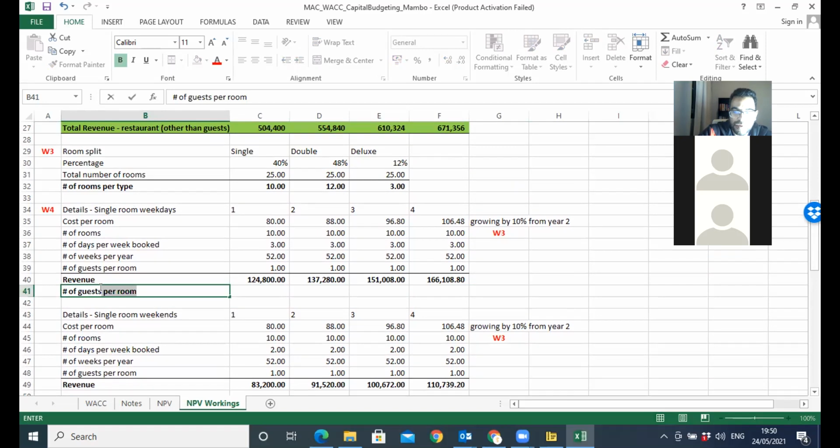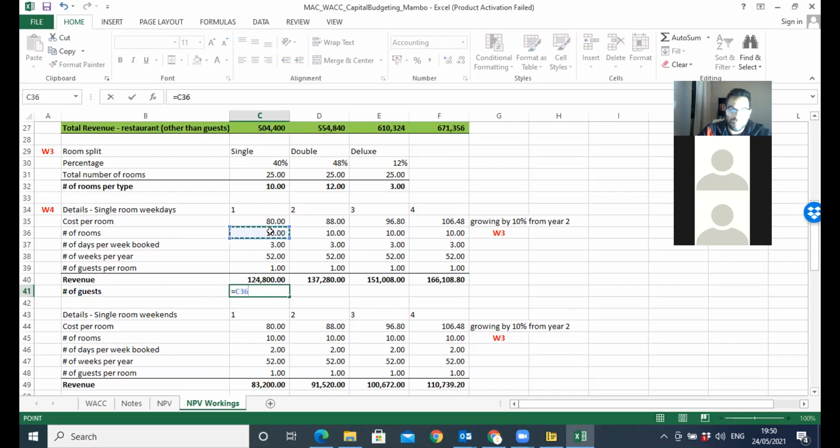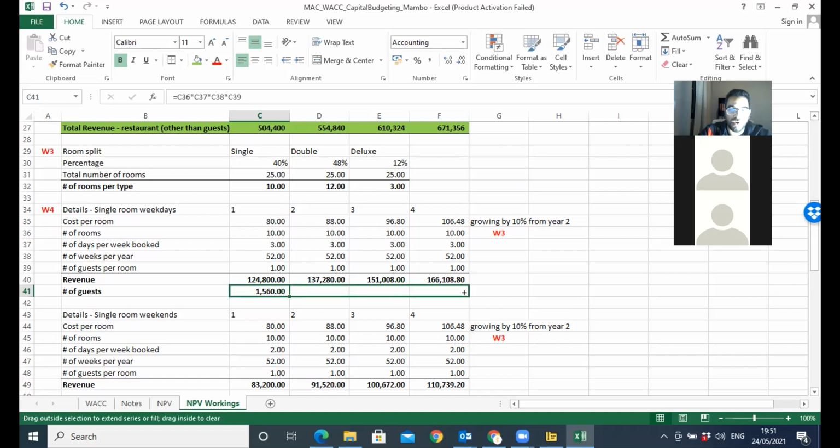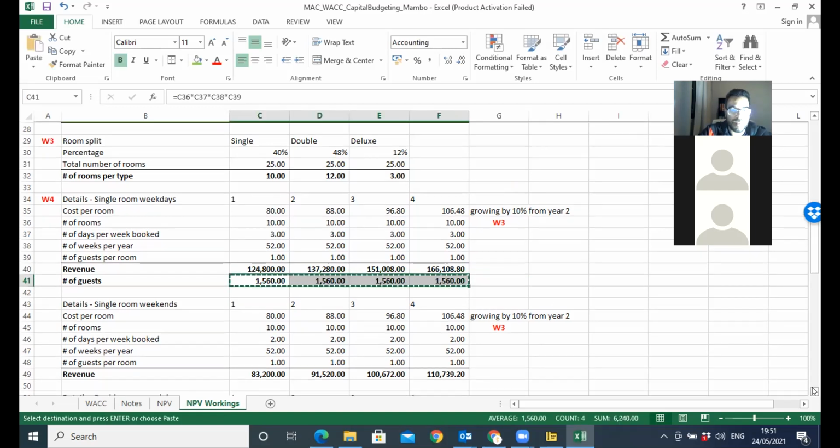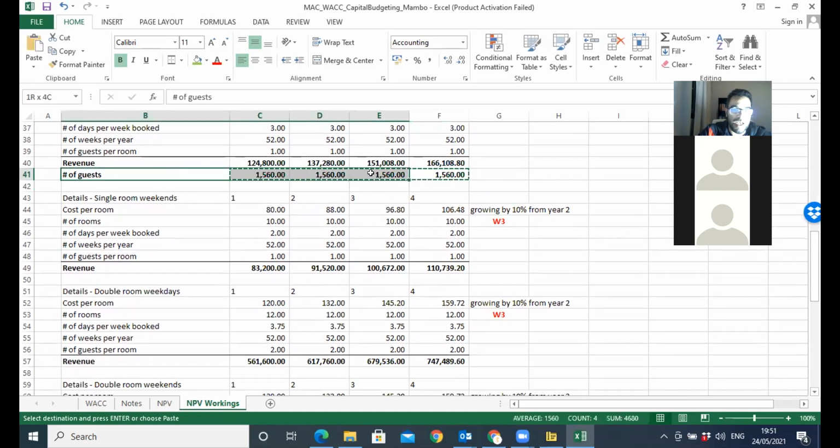So here you can see the number of guests. There are 10 rooms. Each room is booked 3 times a week. There are 52 weeks per year, and each room has 1 guest. So for the year, for the single rooms in year 1, there will be 1,560 guests. So I can just drag that across. I can take the same formula and apply it over here.